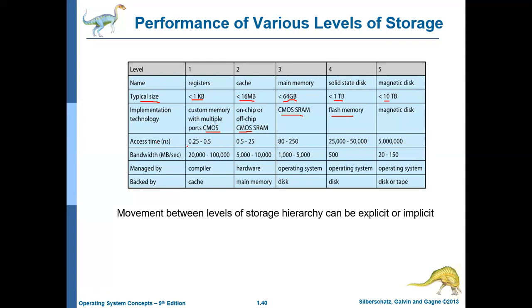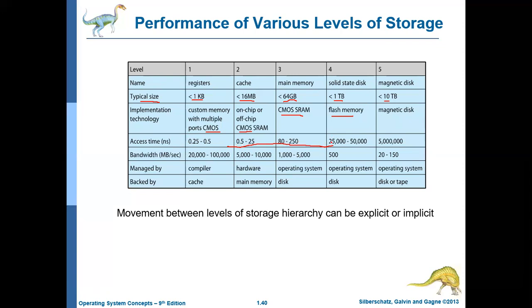And access time, if you see, these devices can be accessed at a much faster rate compared to those devices. As you move in this direction, the access time increases, which means they are slower to access. Registers can be accessed in a very short time, from 0.25 nanoseconds to 0.5 nanoseconds, content in cache memory can be accessed from 0.5 nanoseconds to 25 nanoseconds, and main memory contents can be accessed between 80 nanoseconds and 250 nanoseconds.